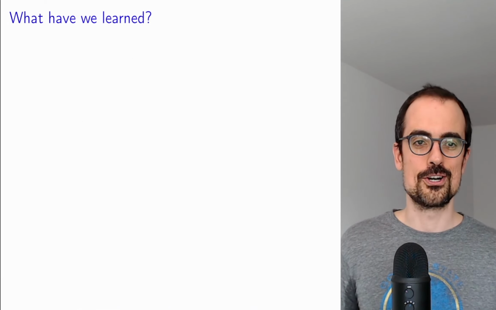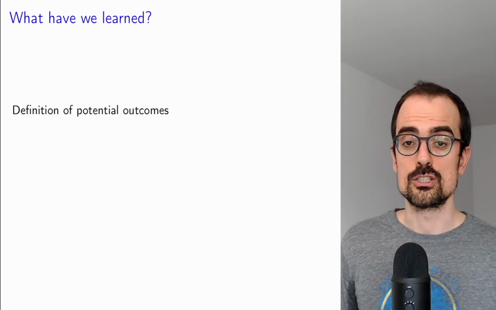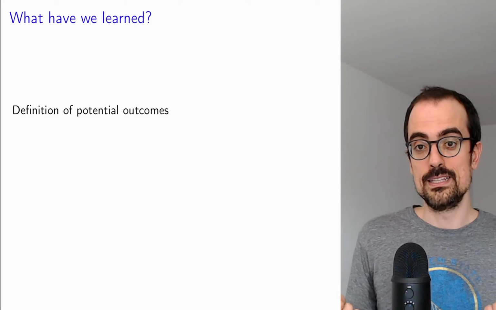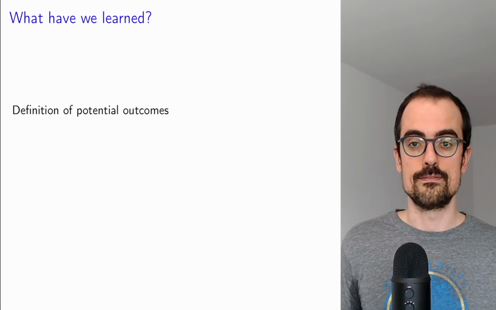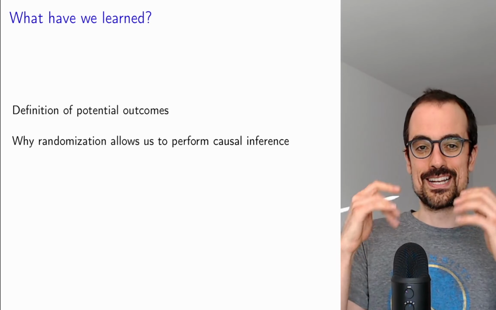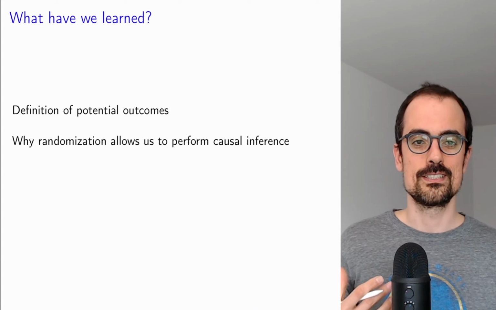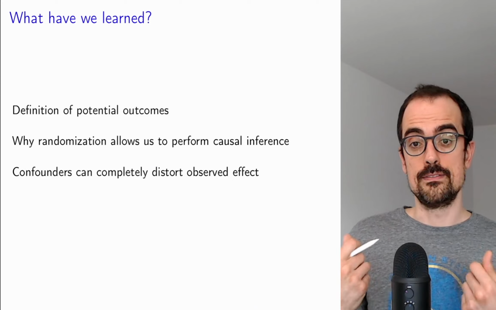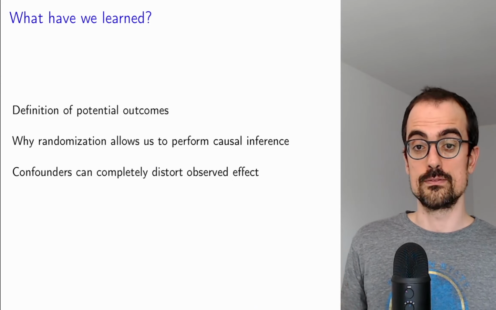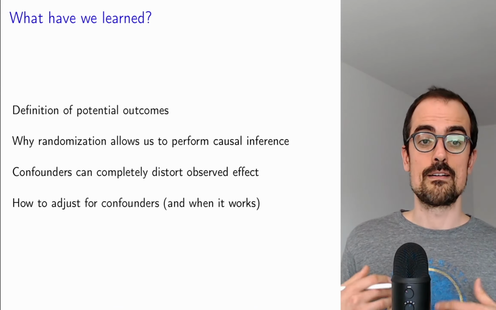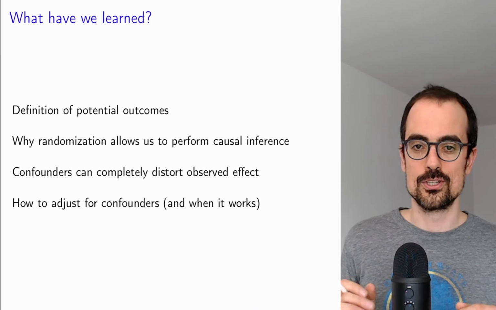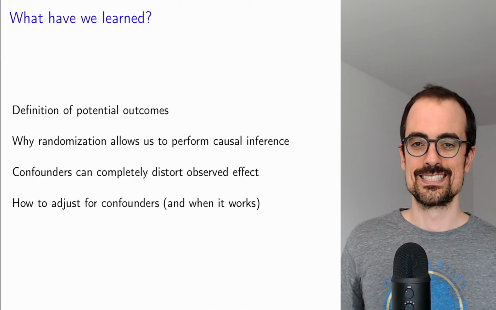All right, so what have we learned? We have learned the definition of potential outcomes, which enable us to define these alternative realities and formally define what it is to have a causal effect. We have understood, hopefully, why randomization allows us to perform causal inference. We have defined confounders and understood why they can completely distort the observed effect in the data. And we have learned how to adjust for confounders and also when this works, under what assumptions we can adjust for confounders. And that's all I got.